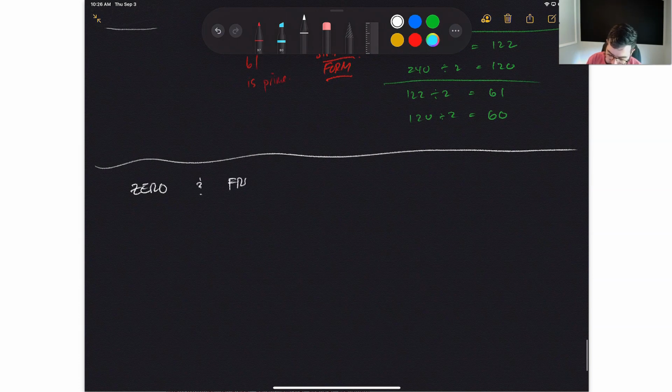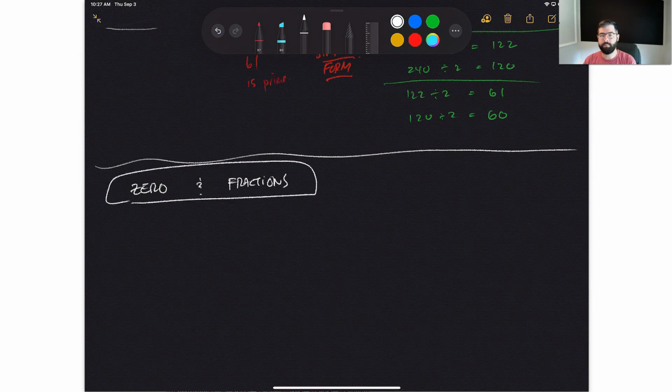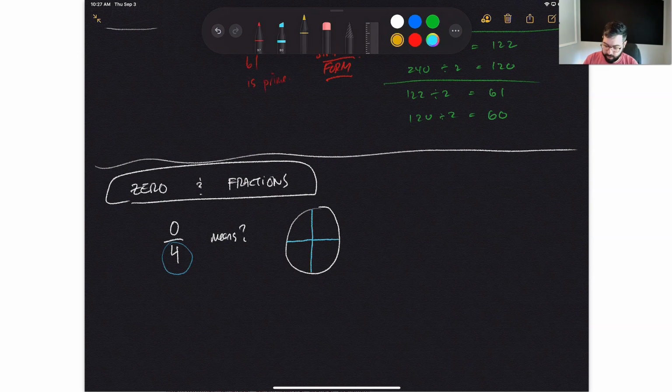Zero and fractions. And this is a really big idea. So with zero and fractions, how do they play together? If I have 0 over 4, what does this mean? Well, my denominator is 4, right? So if we're talking about a whole, I've sliced it into 4 pieces. How many do I have? None. Okay, so I have none.